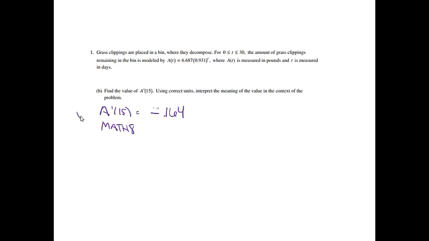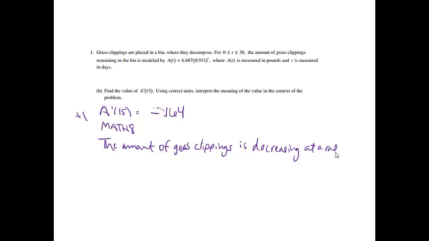And that's worth 1 point. Then it says to interpret this in the context of the problem, and I'm just going to write the amount of grass clippings, and we decide, is it increasing or decreasing? The amount is decreasing because our derivative is negative. It is decreasing at a rate of 0.164, and this was measured in, if we remember, the derivative would be measured in pounds per day. And then when was that? It was at t equals 15. So we do want to include all of that information in order to get our point. And you could say it a little bit differently, but that's basically what we should have.